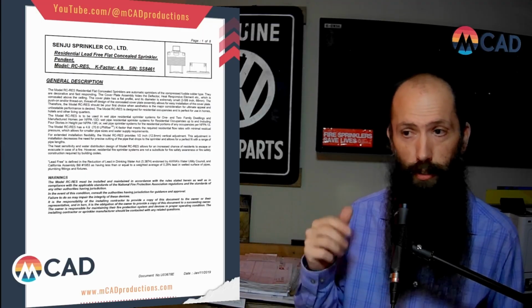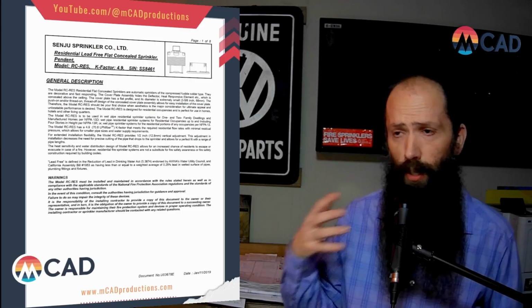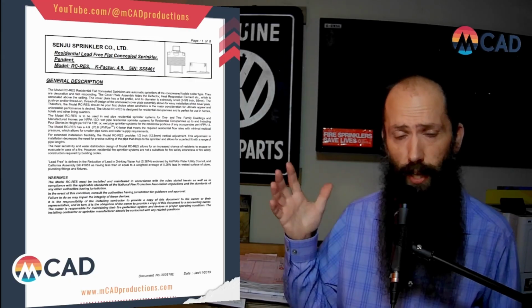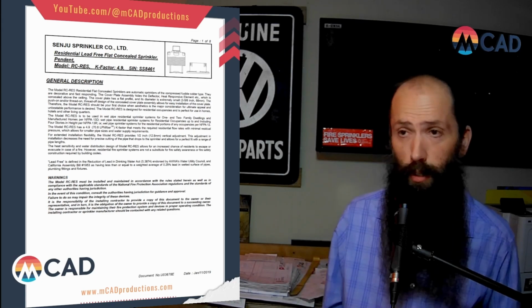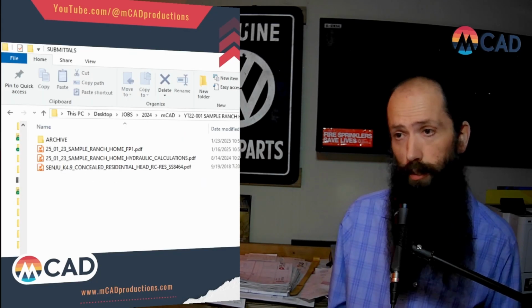What do you call it? Just material data sheets on all of the components of the system, like your valves, your piping, everything. Typically, we don't get asked for that stuff here in Oregon. They just want the sprinkler head cut sheet. But that might vary depending on where you are.